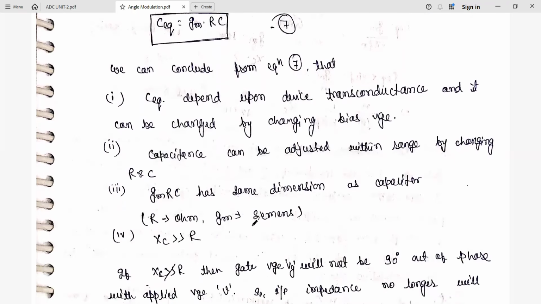From this equation 7, what do you see that C equivalent depends upon? The transconductance, that is gm. This can be changed by changing the bias voltage. So the bias voltage controls the transconductance, and finally the C equivalent value changes. This capacitance can also be adjusted within a range by changing the values of R and C, so RC is important here. And gm into RC has the same dimension as a capacitor, since R is in ohms and gm is in Siemens, so it has the same unit.